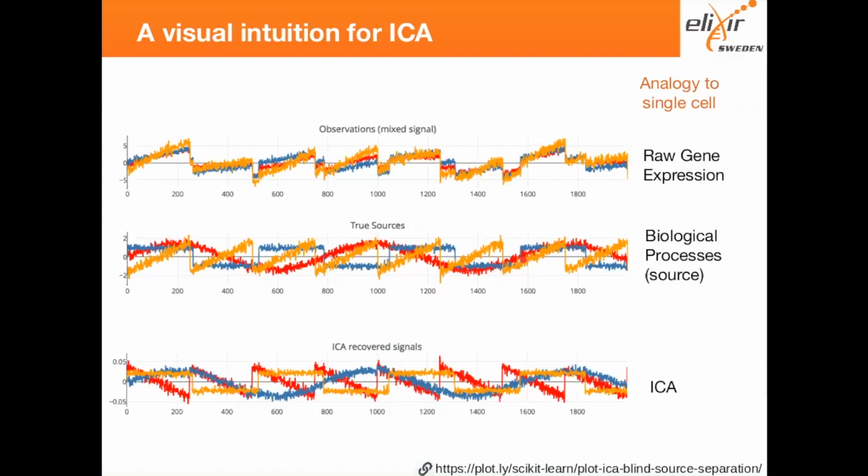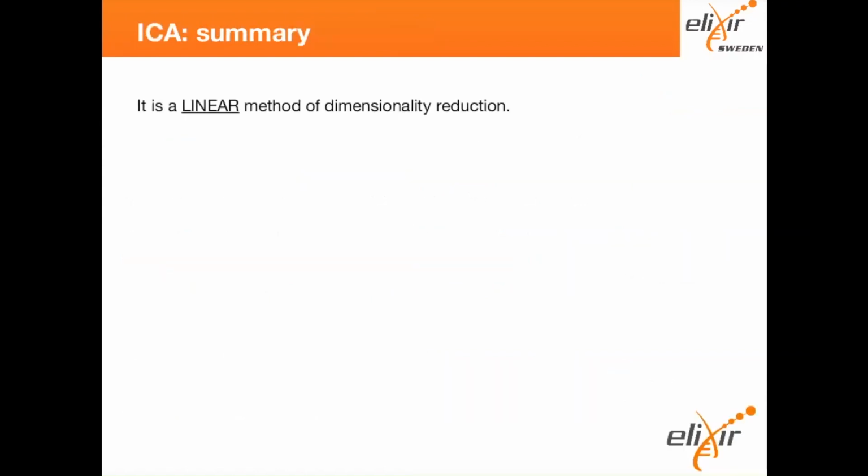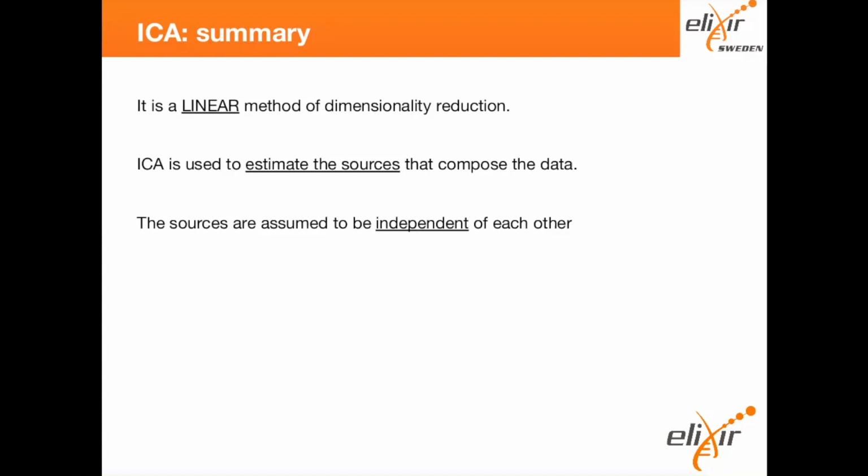The idea of ICA is that it's also a linear dimensionality reduction method, and can be used to estimate the sources that compose your data, and that would be quite useful. And these sources are assumed to be independent, which would also be nice for setting trajectories. So then you can identify which processes are coming first and which second after. But this might not be true for single cell.